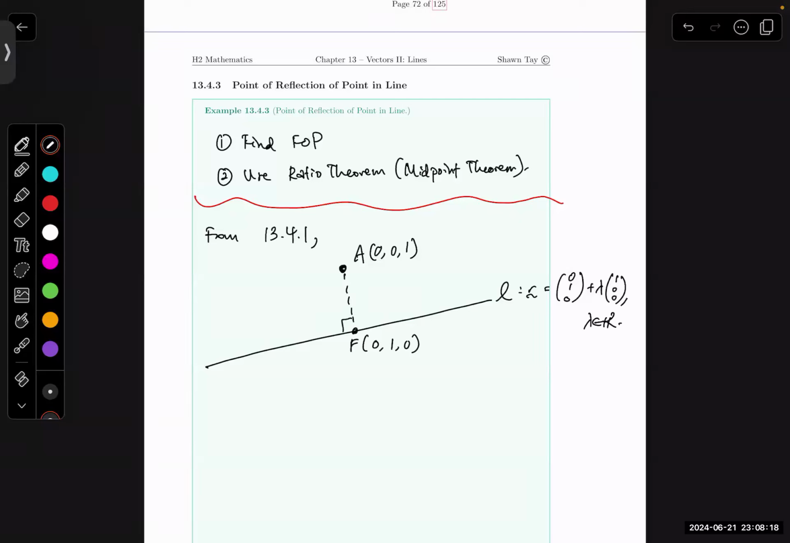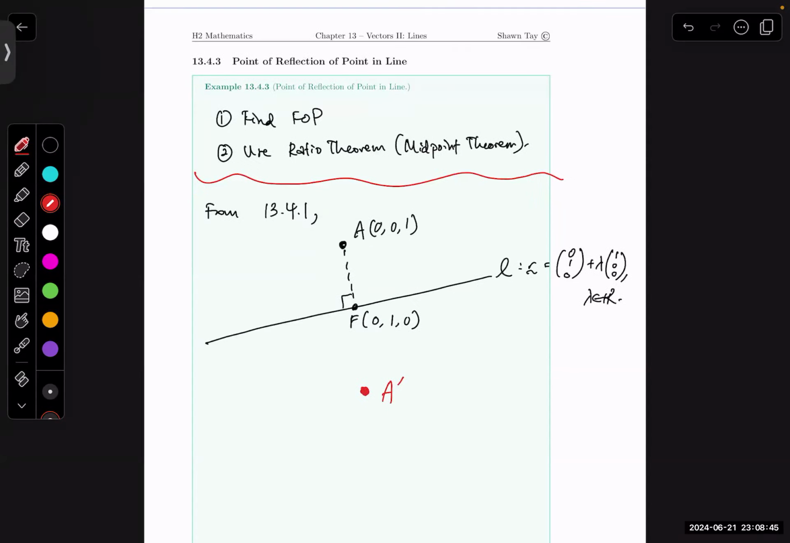Now we want to find the point of reflection. So pretend the line is a mirror. You will see your reflection of that rock, A prime. Usually we use prime to denote a newer version of something. So A prime is like the new and edited version of point A. So we want to find this point here.